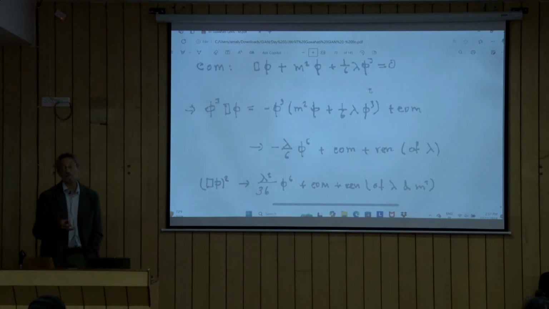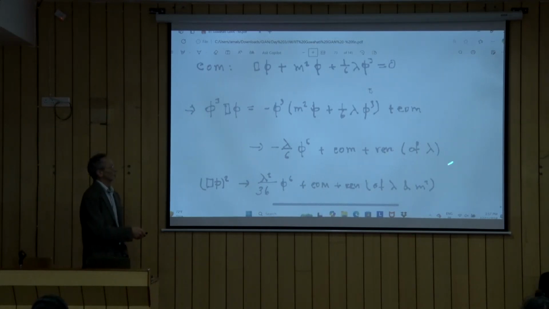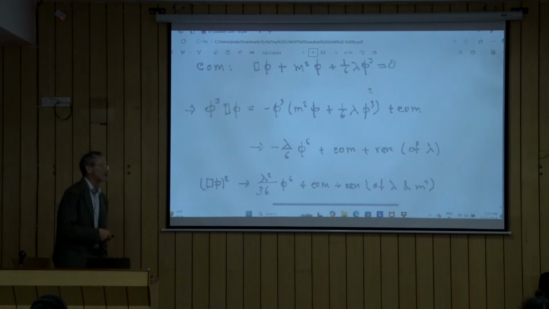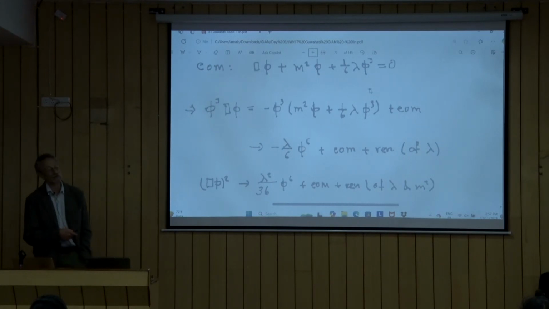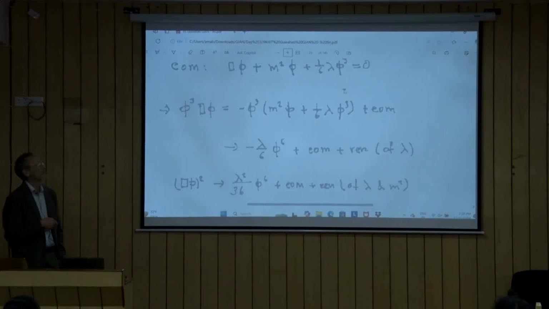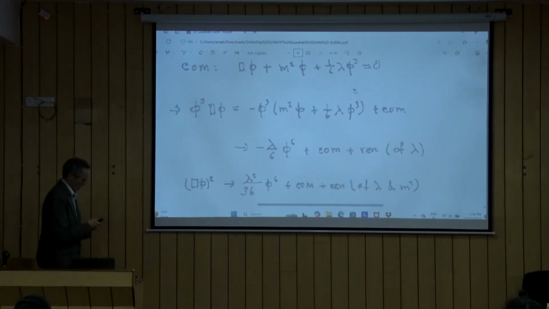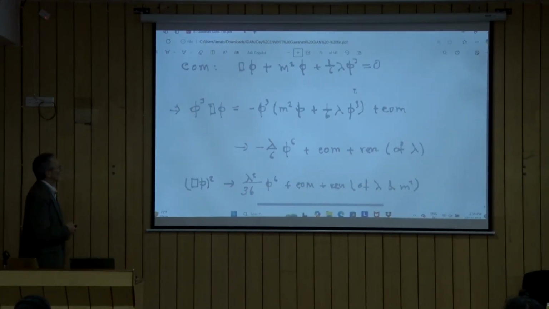The last term, proportional to m squared, can be absorbed in a finite renormalization of lambda. So instead of lambda, I have lambda minus m squared over capital lambda squared c prime. And so the equivalence theorem tells me that the effects of this guy and the effects of this guy are the same.